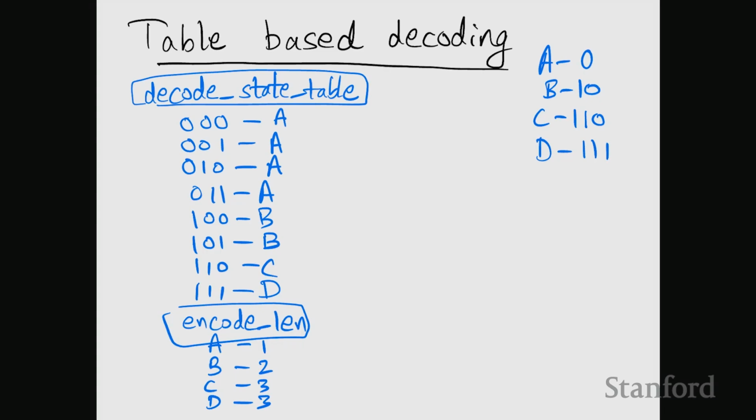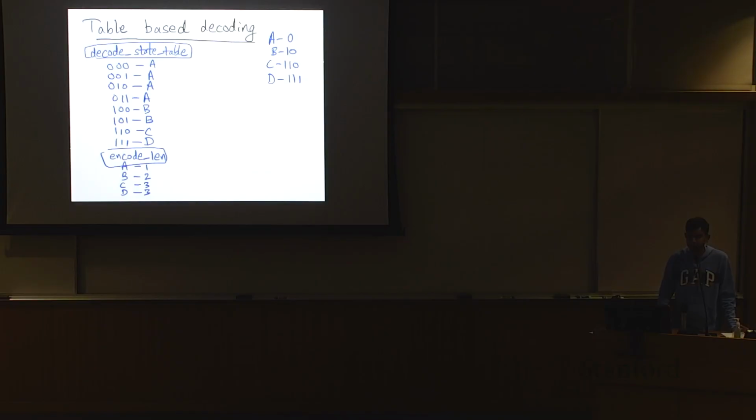So let's go step by step, right? What does it mean that 011 is decoded to A? What does that mean? Why are there 4 things? 000 is decoded to A, 001 is decoded to A, 010, 011. Why are all 4 decoded to A? Just try to guess. I haven't obviously told you what we are doing. But if you had to guess.